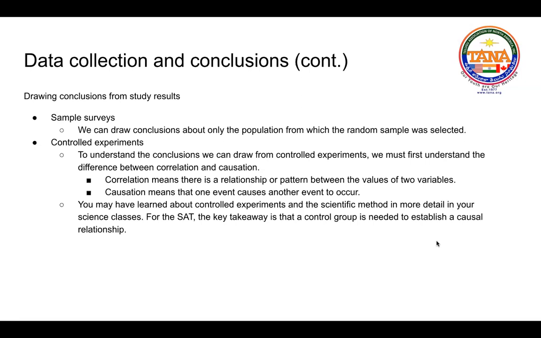So you may have learned about controlled experiments and the scientific method in more detail in your science classes. And again, this is in the SAT math section. However, you're given problems that require you to know some of the scientific method, because they ask questions close to it. They give you information for it. And the key takeaway is that a control group is needed to establish a causal relationship.